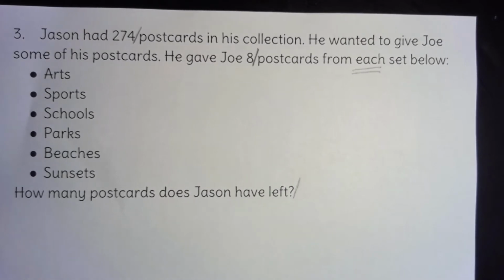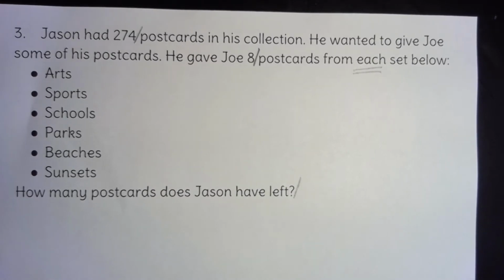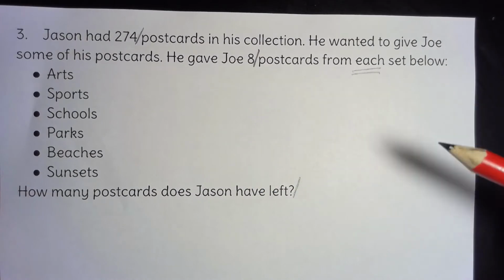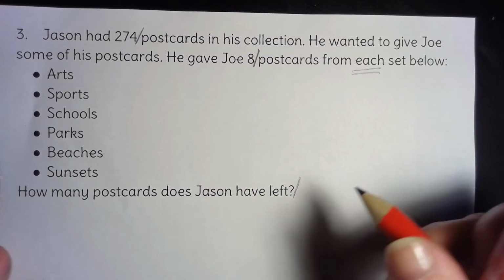There's a boy and his name is Jason, and he has 274 postcards in his collection. And he's very generous. He wants to give his friend Joe some postcards. So he gives 8 postcards from each set. So I guess he has types of postcards. He's got categories. So he's got an arts category, a sports category, a schools category, parks category, a beaches category, and a sunset category. So the important thing is not to get too worried about what they are, just know that they're categories. So he gives Joe 8 from each of these.